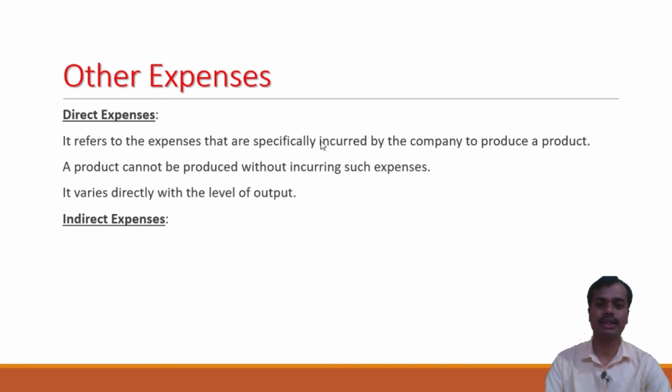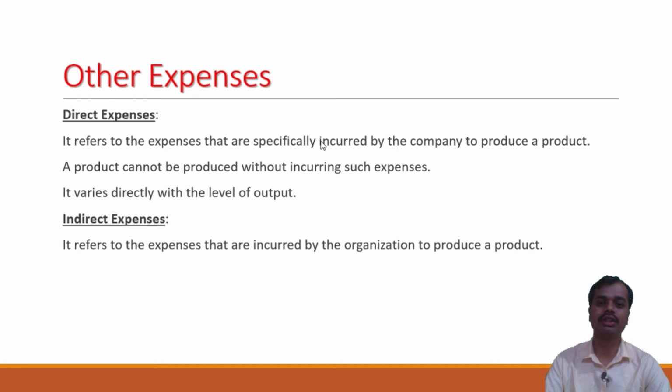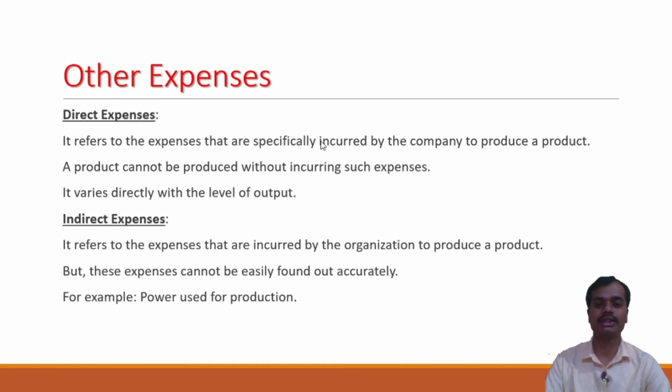Next is indirect expenses. It refers to the expenses that are incurred by the organization to produce a product, but these expenses cannot be easily found out accurately. For example, power used for production.